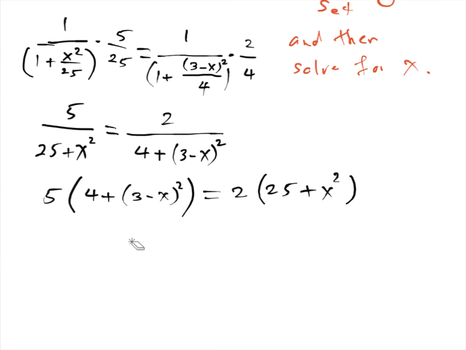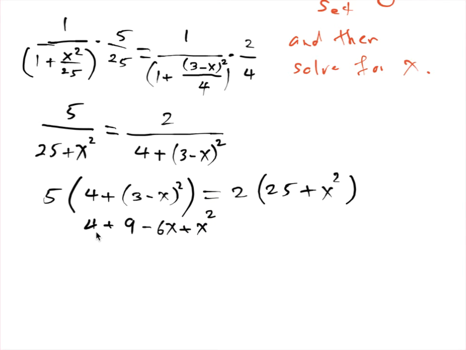Now here, I have a 4, and I hope you remember how to expand a binomial raised to the second power. You square the first term, which is 3 squared, that's 9, minus twice the product of the two. The second one is minus x, so 2 times 3 times minus x is minus 6x. And you square the second, and that gives you x squared.